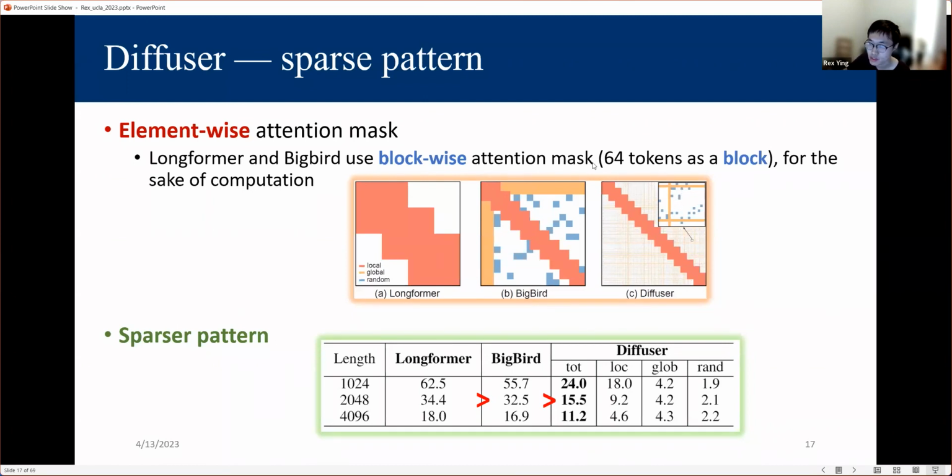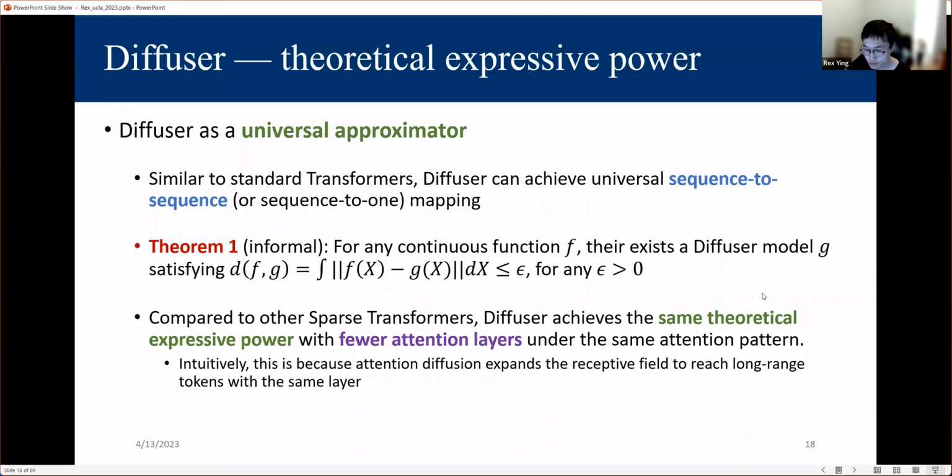Whereas in Big Bird, every one of these blue blocks is basically a 64 by 64 dense submatrix. So in that sense, we are a lot sparser than previous sparse transformers, and you can also see it here in the amount of memory allocated for Diffuser versus Big Bird and Longformer. Okay, yeah, so we're not worried about it being too sparse because we have this theoretical understanding.